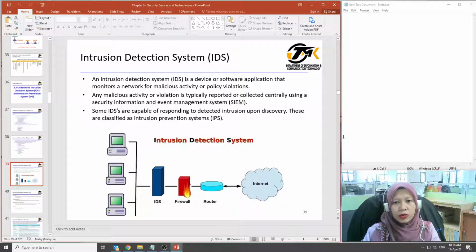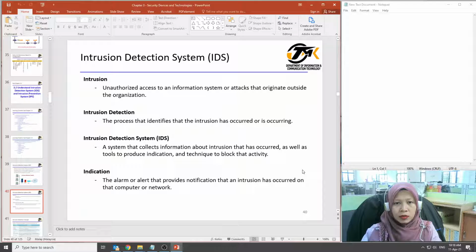So any violation will be reported and collected centrally using SIEM, a security information and event management system. So usually IDS will be configured as a sensor for the SIEM. Some are capable of responding to detected intrusion, means it detects and it can prevent, but some do not have the capability to respond, it just can detect. Okay, so basically this is the term that we will use.